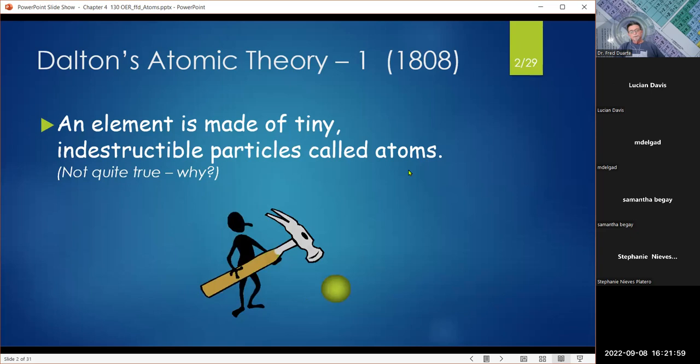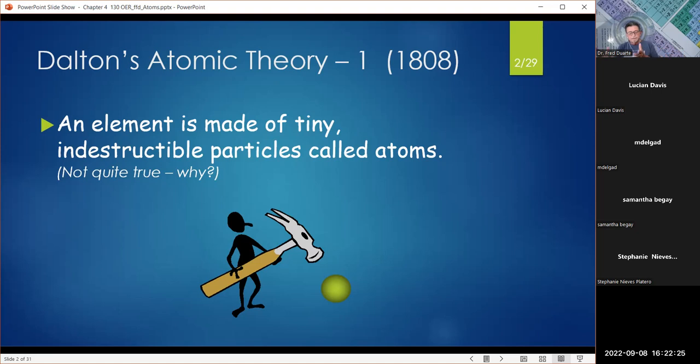Let's start with what is called Dalton's atomic theory. And note the date here, 1800s. In the 1800s, scientists started trying to figure out what atoms are all about and how they're put together. And bear in mind that the scientific equipment we had at that time was not the best, but nevertheless still gave us a foundation for the model that we have today.